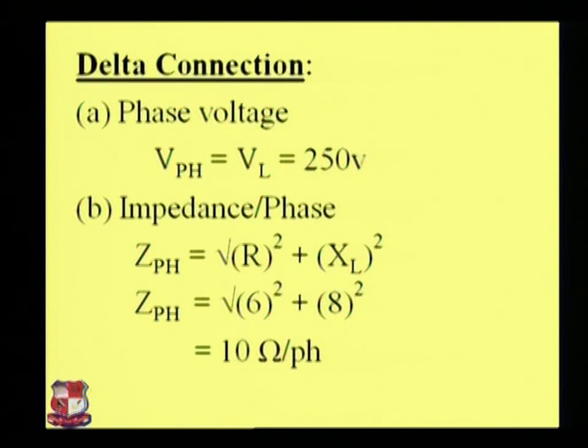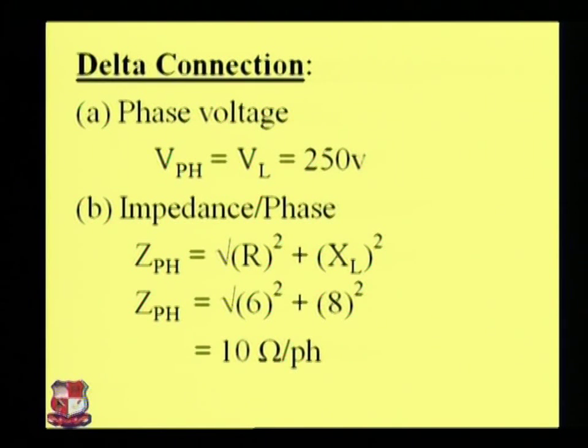Starting with the delta connection, first of all find out the phase voltage. As we proved the relationship between phase voltage and line voltage, both values are equal. So the phase voltage in a delta connection is VPH equals VL, and the value of VL is already given, that is 250 volts. So we find that VPH equals 250 volts.